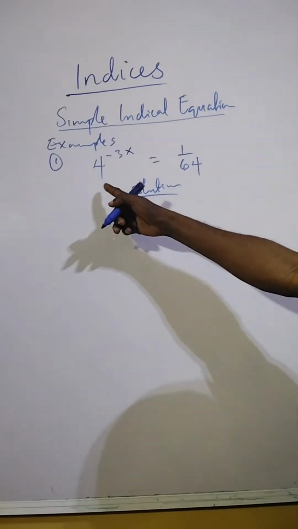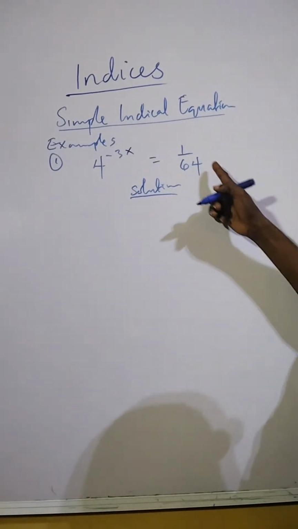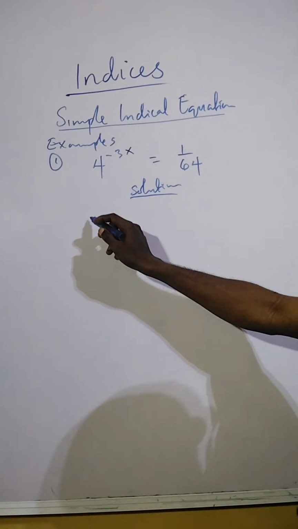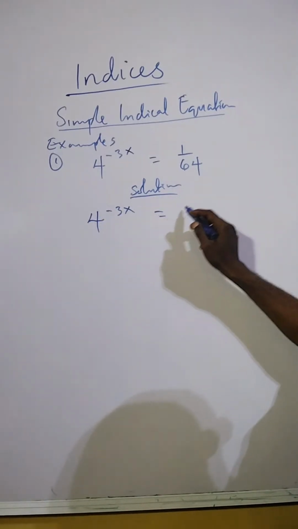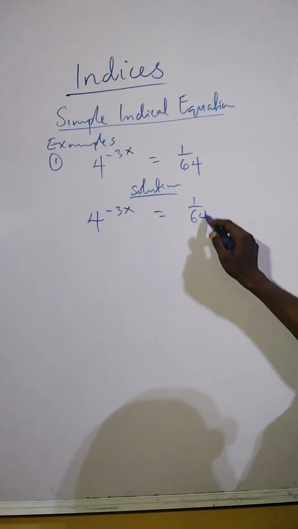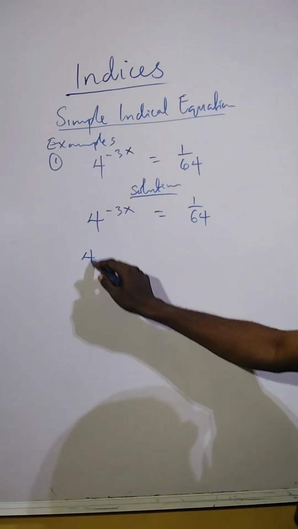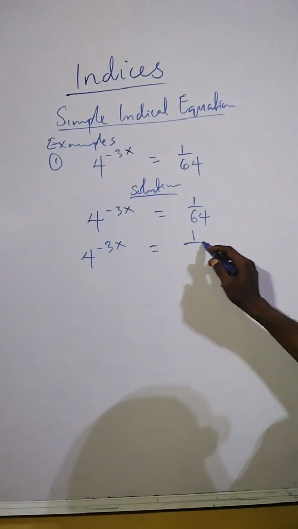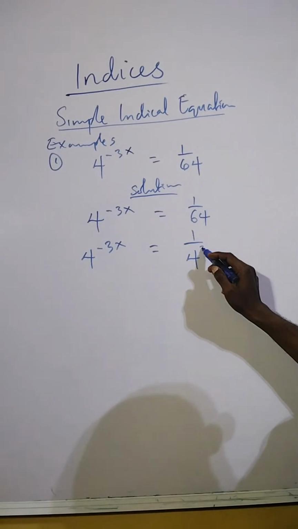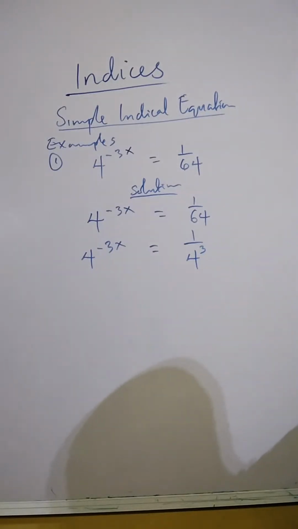Now, this base 4 here, you can also write 64 as base 4. What is given is 4 to the power minus 3x equals 1 over 64. We can then write it as 4 raised to power minus 3x equals 1 over 4 raised to power 3. 4 raised to power 3 is 4 multiplying itself 3 times. So that will give us 64.